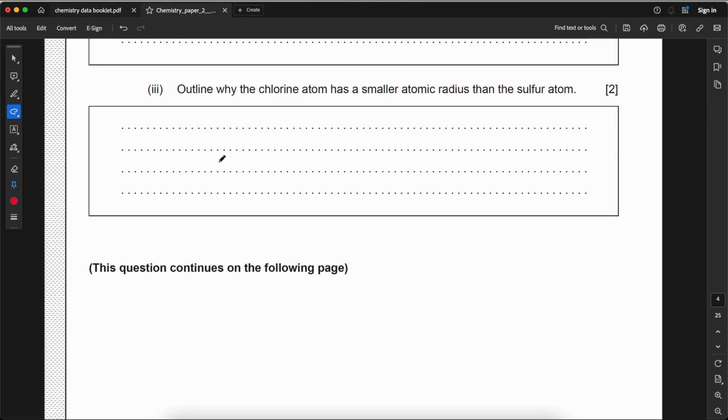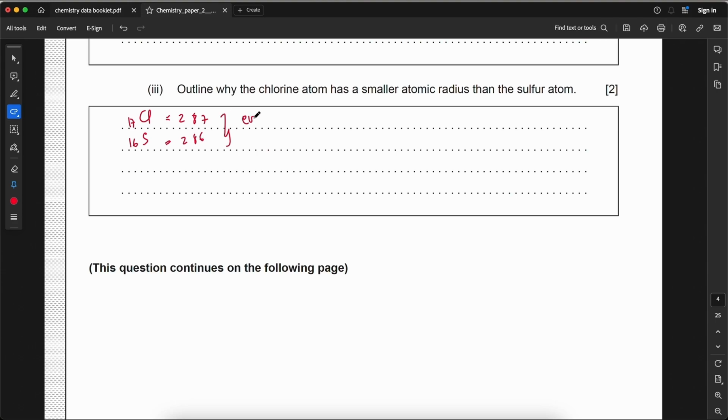Outline why the chlorine atom has a smaller atomic radius than the sulfur atom. For chlorine atom, it has 17 electrons and 17 protons, and for sulfur, it has 16 electrons and protons. So the electronic structure is 2,8,7 and 2,8,6.